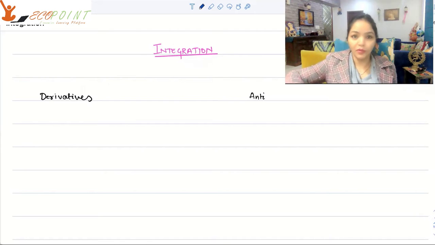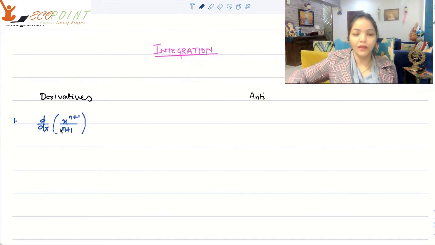There's a function whose derivative you figure out. Suppose you have a function x to the power n plus 1 upon n plus 1. The derivative of this function will be x to the power n plus 1 minus 1, and the n plus 1 in the denominator cancels with the n plus 1 that comes down. So what do you get? You get x to the power n.